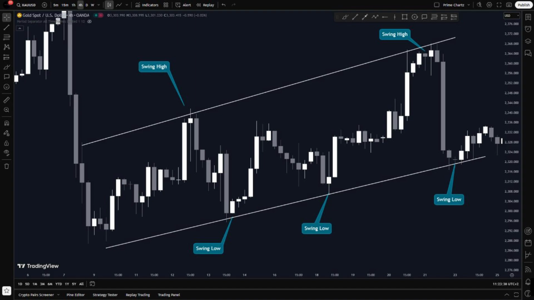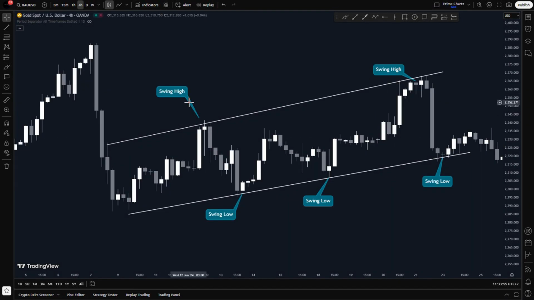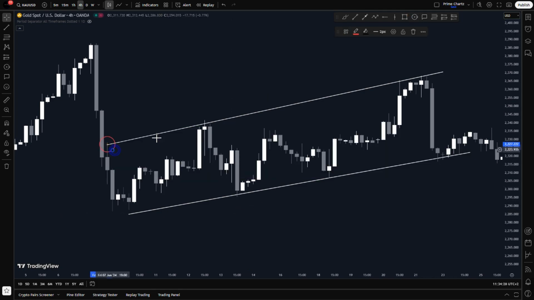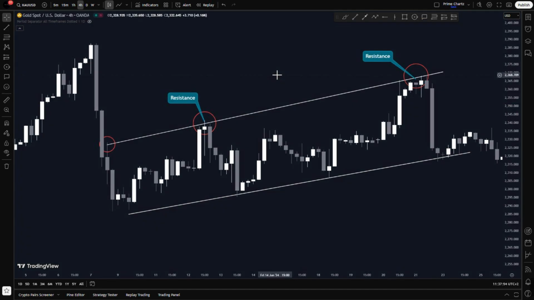So now the real question is, why do we even draw trend lines? What's the purpose? Is it just to make our charts look fancy? Nah, it's deeper than that. Trend lines can actually act as support or resistance. That's why they're so powerful. Let me show you what I mean. Look up here at the top. Price touched the trend line 3 times, and on 2 of those touches, right here and here, it respected the trend line as resistance, pushing price back down each time.